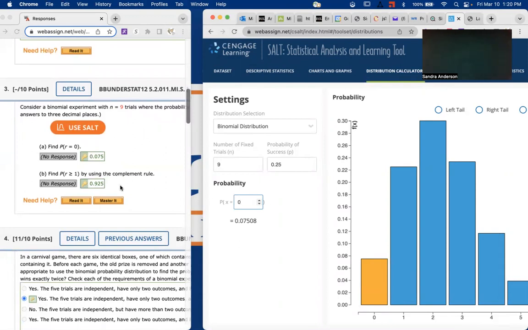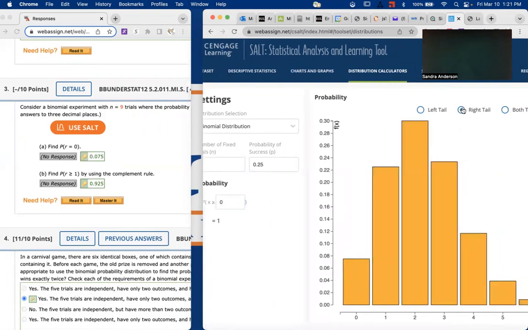The second one says, what's the probability that we get 1 or more? And so you can go 1 or more. Think more is to the right. So you want to choose right tail. If it said less than, you would want to choose left tail. So right tail, and you want 1 or more. So that's greater than or equal to 1, which basically is taking all of these and adding them up.